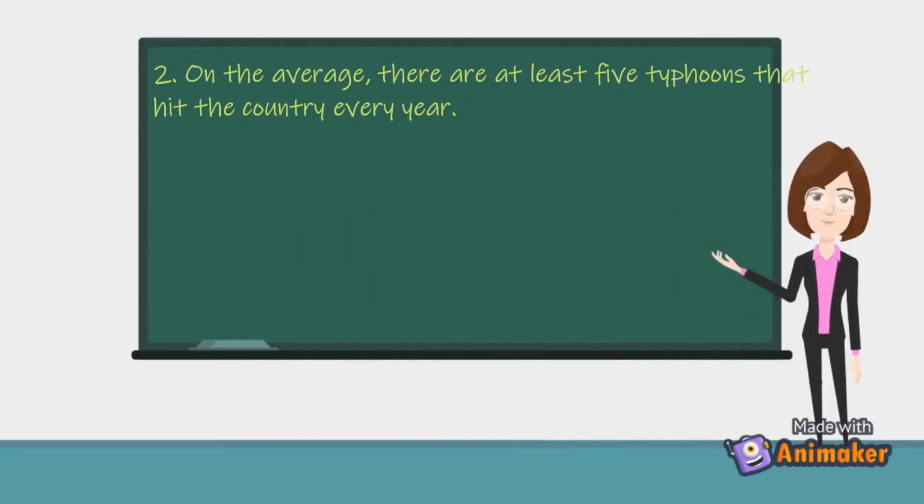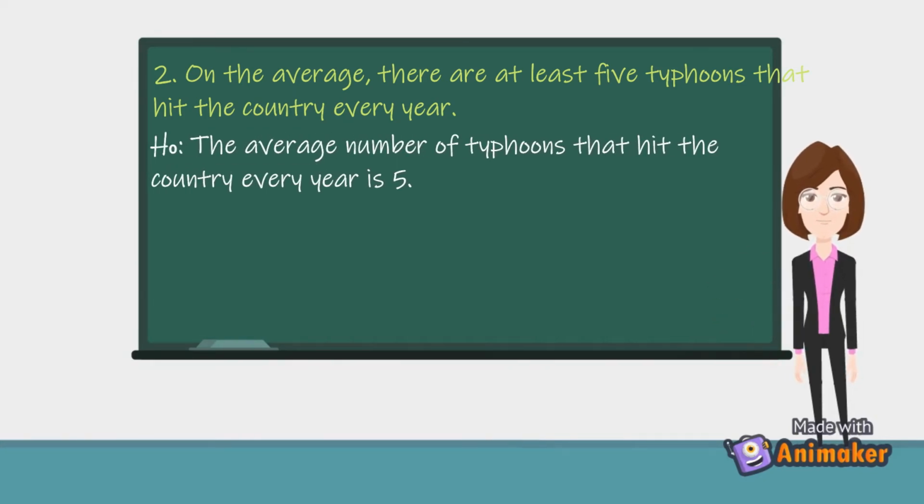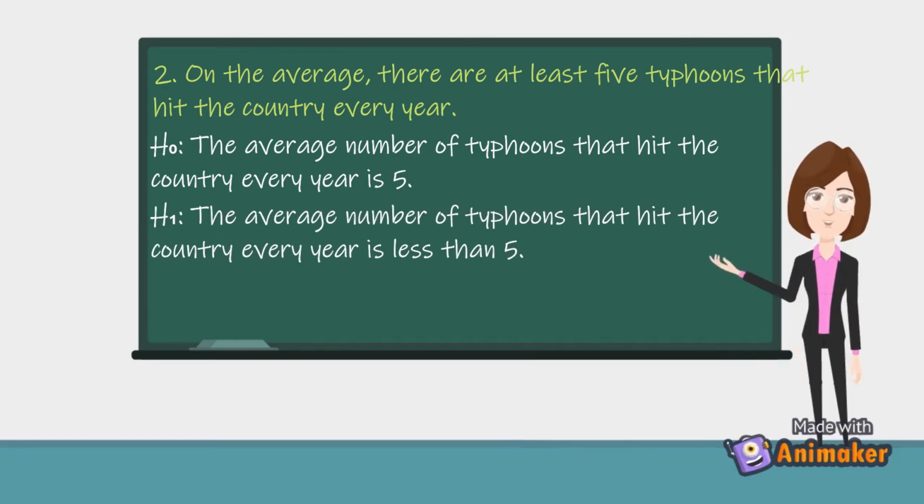On the average, there are at least 5 typhoons that hit the country every year. The null hypothesis is the average number of typhoons that hit the country every year is 5. The alternative is the average number of typhoons that hit the country every year is less than 5. The alternative hypothesis is directional, with a quantifier of less than. Therefore, the type of test to be used in this situation is left-tailed.